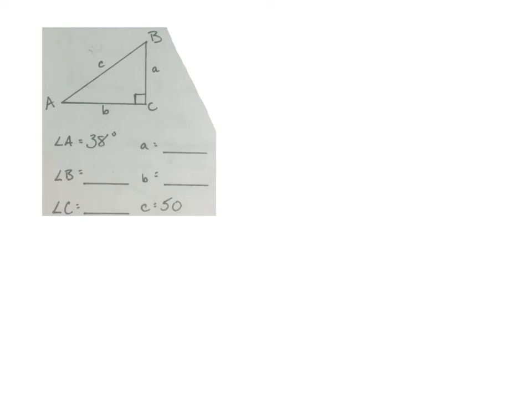All right, let's solve the triangle. Your very first step is to take any easy information and fill that in first. And in this case, we can see that it's a right triangle and that angle C is going to be 90 degrees.